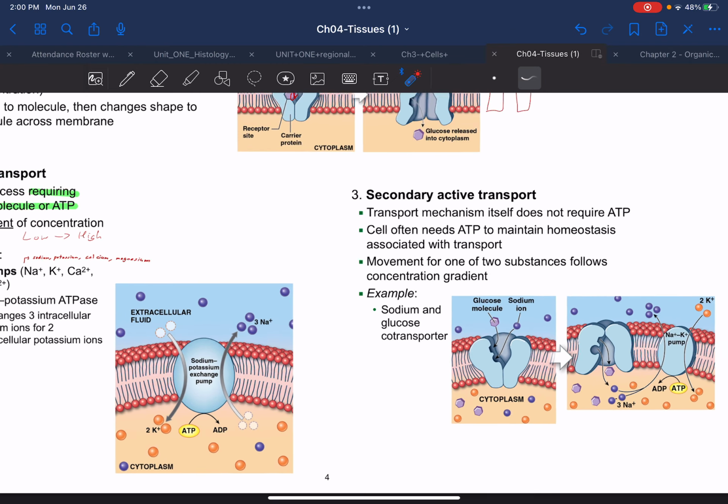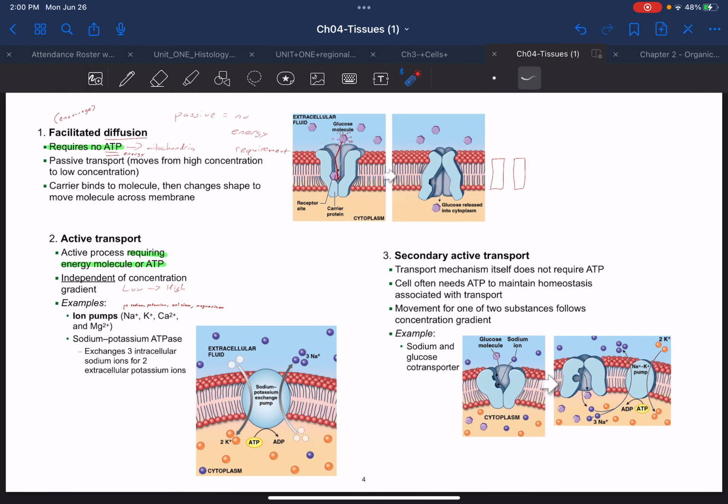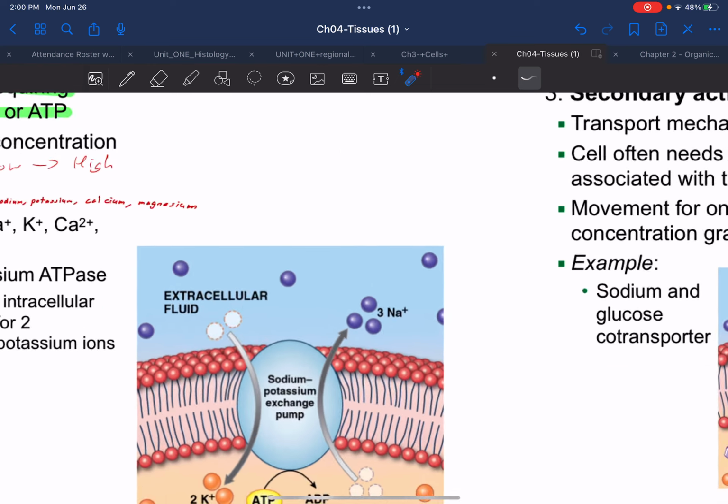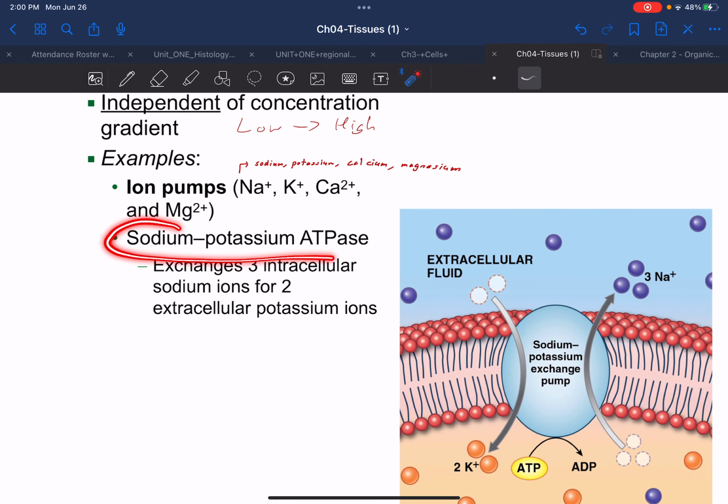And with that, Professor, ask away. For the exam on this, do we have to memorize the amount of sodium? No, you do not. You just have to know what a sodium-potassium ATPase is.